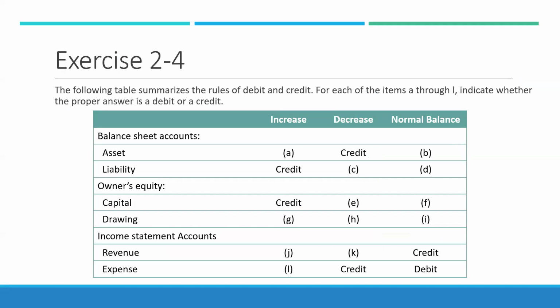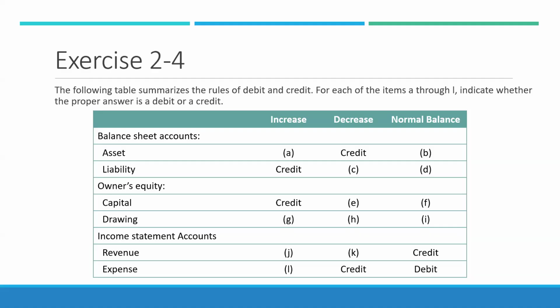Well, we'll do this exercise real quick. This is the rule of debits and credits. For each item in A through L, indicate whether the proper answer is a debit or credit. So I'm going to let whoever wants to figure this out. An asset does what when we increase it? What do we do to it? We debit it. And I'll also tell you the normal balance is when the increase to an account is the normal balance, okay? So the normal balance on cash would be what?